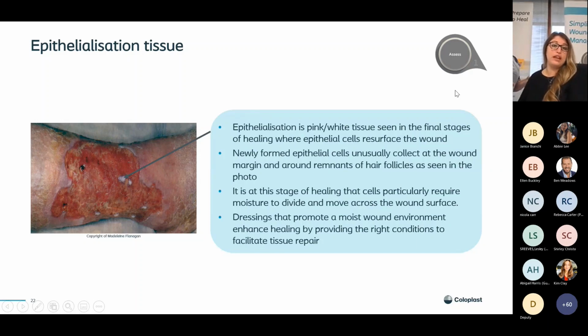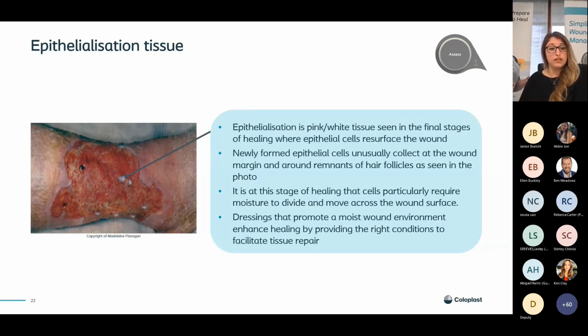And then you have the epithelialization of tissue. Now, this is what we want to happen. This is when we are moving forward with that healing process. Epithelialization is pink, sometimes white tissue seen in the final stages of healing. And you often see this start around your wound edges. It's that light pink tissue. And what it means is the epithelial cells are starting to migrate across that wound bed.